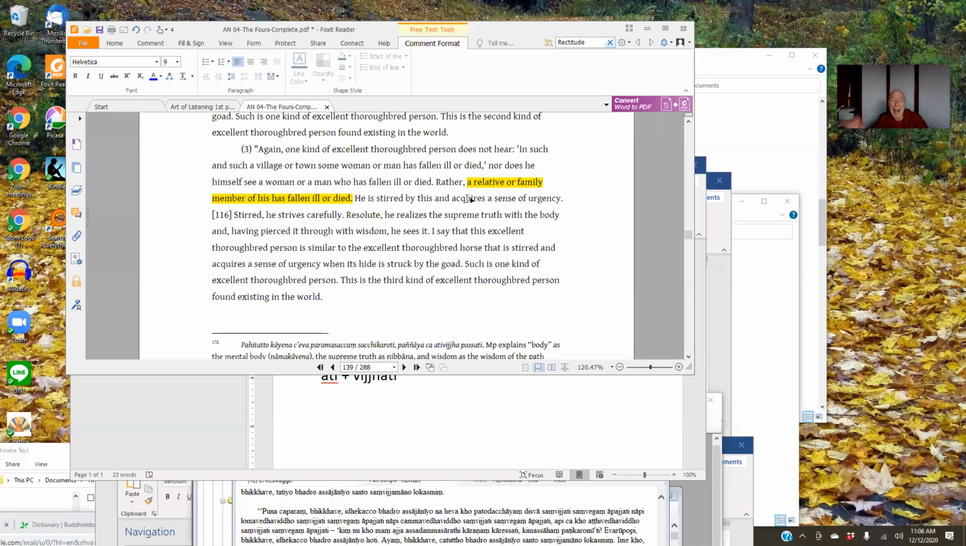But if you have a relative or family member who falls ill or dies, or a friend who dies, or if you're a healthcare worker, a doctor or nurse in the hospital, and you see people coming in with COVID, getting really sick, with difficulty breathing, needing emergency care, and then many dying, that should stir one to a sense of urgency.